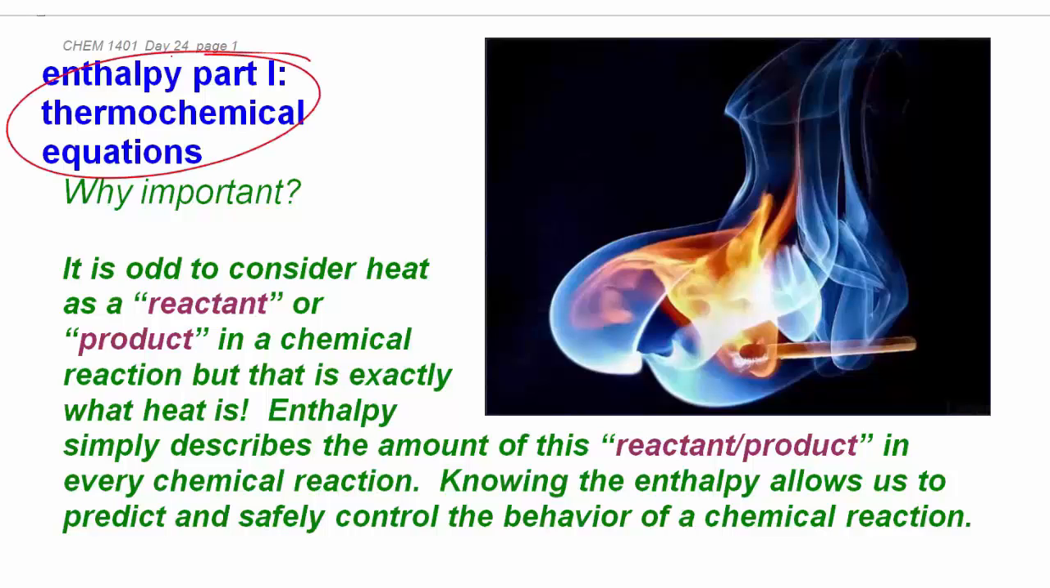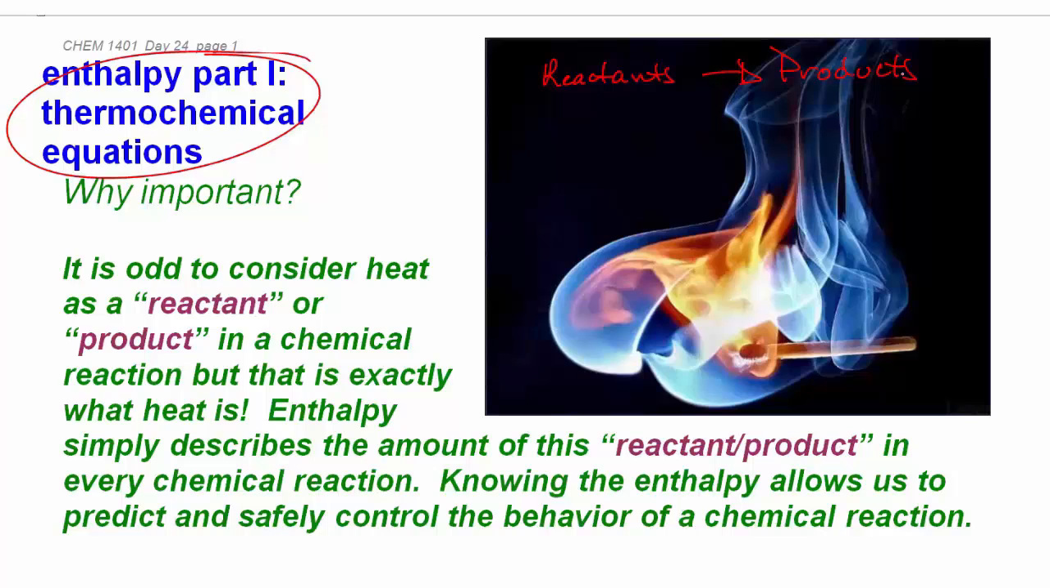Enthalpy, Part 1, Thermochemical Equations. We're used to writing chemical reactions this way. We have reactants always going to products. And we've never talked about heat, but so many reactions are heat dependent. Either these reactions are going to give off heat or they're going to absorb heat in order to move forward.